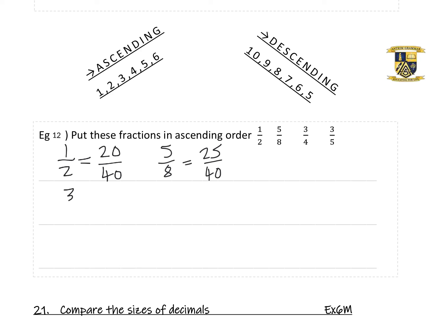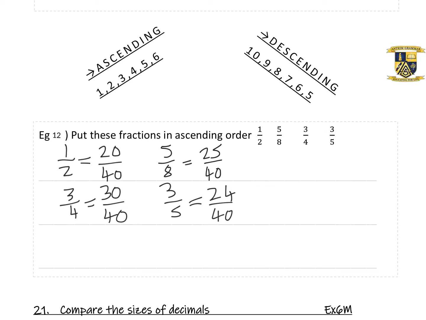We then have 3/4 into 40ths. 4 times 10 is 40. So 3 times 10 would give 30. And finally 3/5 into 40ths. 5 times 8 is 40. So 3 times 8 is 24.